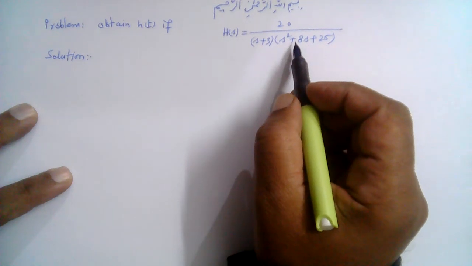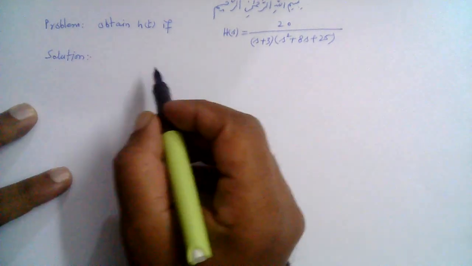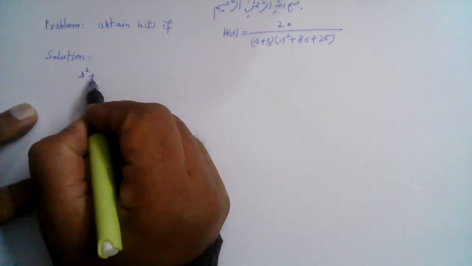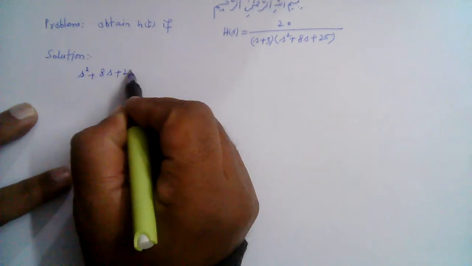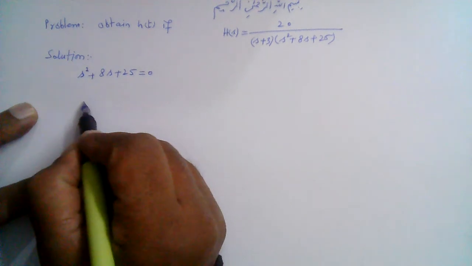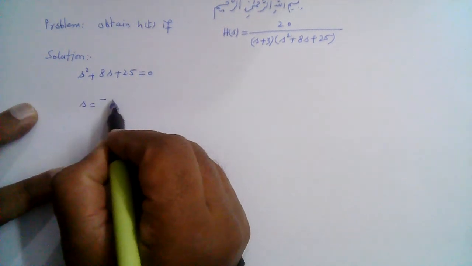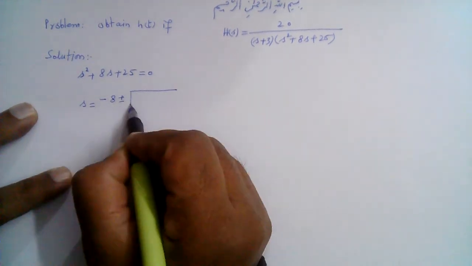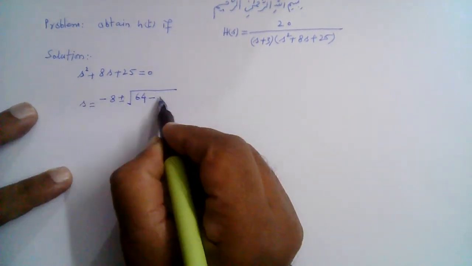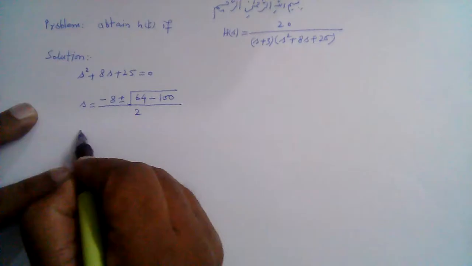So first of all, let us resolve this quadratic term and find out the poles for it. So let s square plus 8s plus 25 is equal to 0. Then, using the quadratic formula, s is equal to minus b, which is minus 8, plus minus the square root of b square, this is 64, minus 4ac, that is minus 4 into 1 into 25, that is 100, divided by 2a.